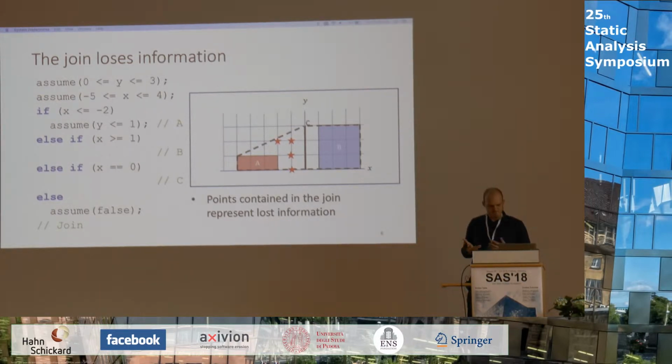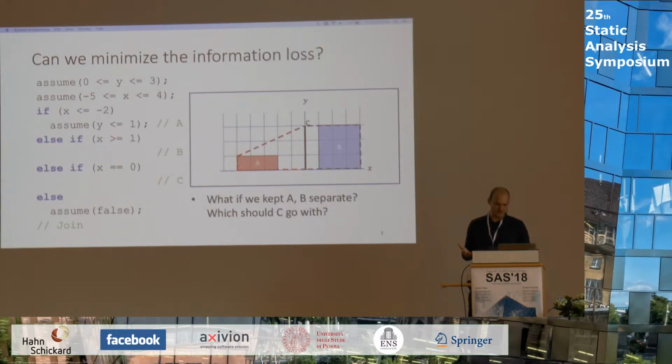So is there something we can do to soundly mitigate this and regain some precision? Well, what if we had these A and B objects and we kept them separate, and then when we were given the C object, we could say, well, I'm not going to join all of them together. I'm going to try to put C with either A or with B, and either choice is sound, but one choice would be more precise than another. So which one should C go with?